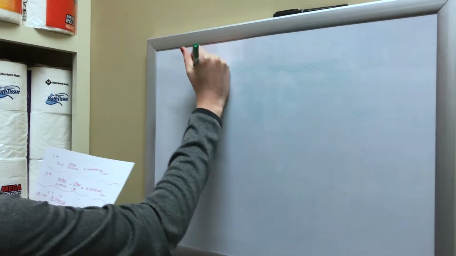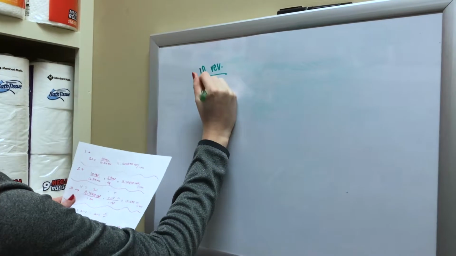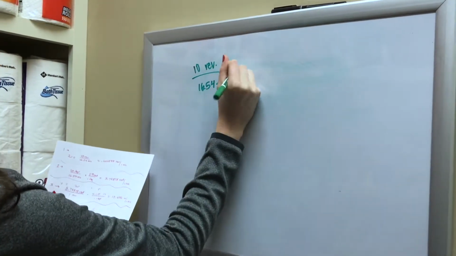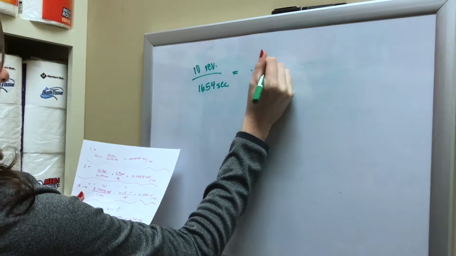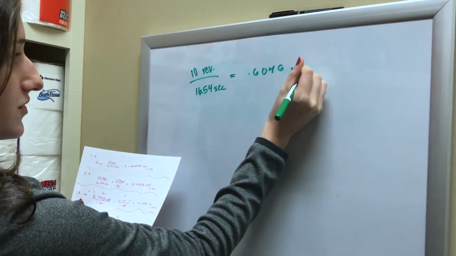What is the angular velocity of the gears slash pedals of your bike moving in revolutions per second? We're going to find the angular velocity in revolutions per second. So we take the 10 revolutions and divide it by our average time, which was 16.54 seconds, and simplify that to 0.6046 revolutions per second.